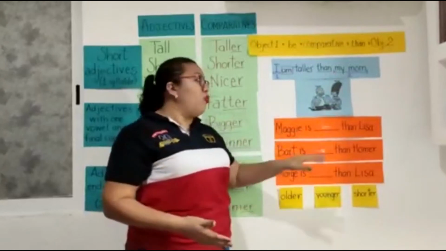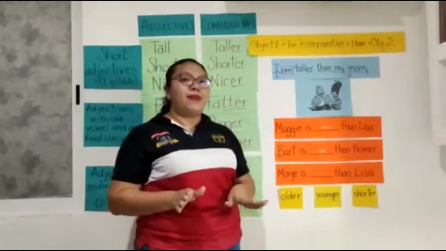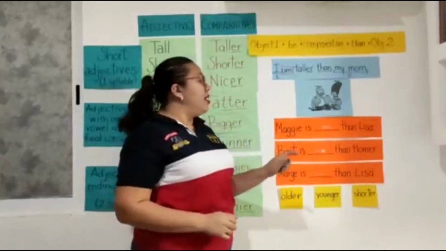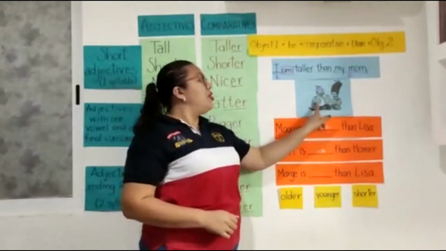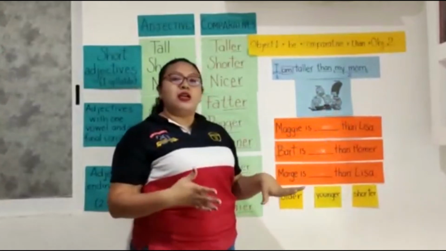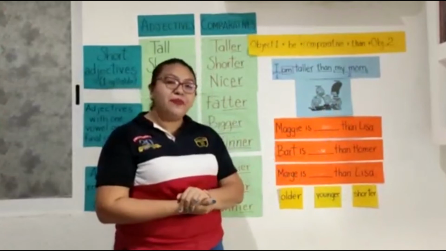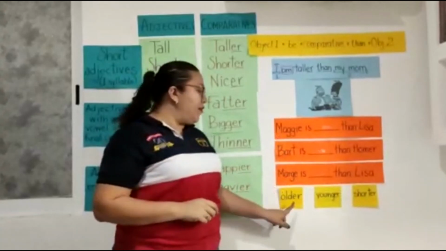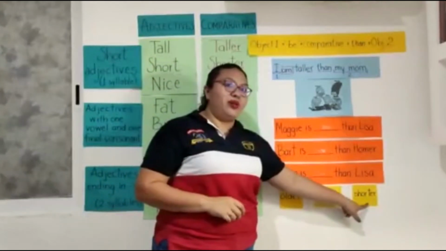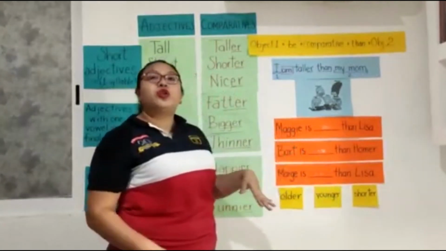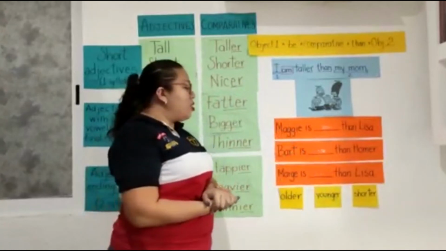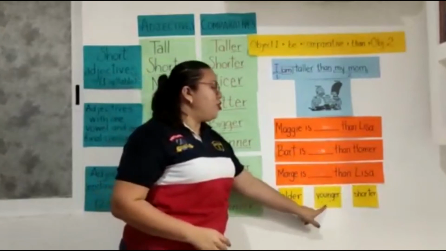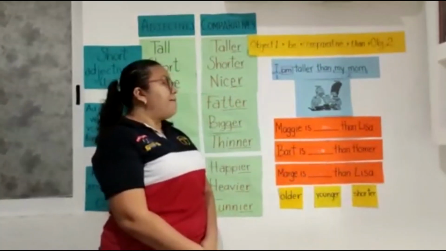Now that you know the structure, we have a very famous family here, okay? We are going to compare some people in this family. So here we have Homer, Marge, Lisa, Bart, and Maggie, okay? I'm pretty sure that you know this family, the Simpsons. Now, as you can see, we have three sentences, and we have older, younger, or shorter. Can you help me here to complete the sentences? Okay? So here we have, Maggie is than Lisa. What do you think? Older, younger, or shorter?